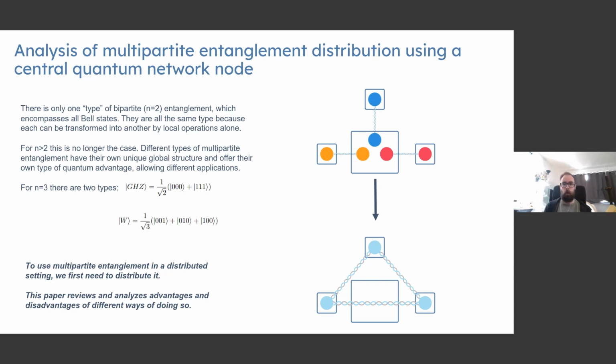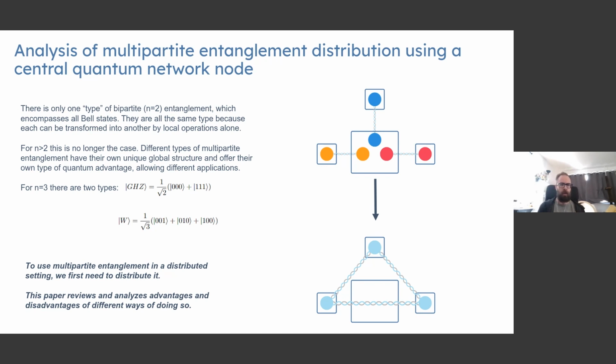When we get to more than two parties, like three, which I'll mostly be focusing on here, there are now more than one different types of entanglement, in the sense that one type of entanglement cannot be transformed into another one just by the local parties doing things locally. So for three parties, for tripartite entanglement, as it's called, there are two types of states: the GHZ states and the W states. And you can see on the slide here what their canonical form looks like.